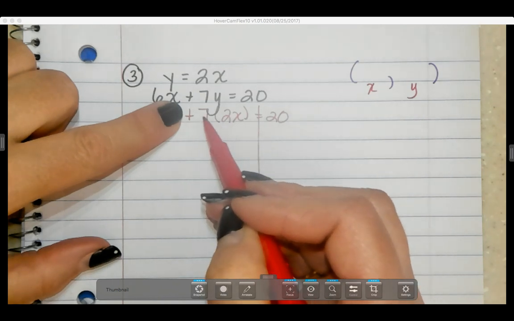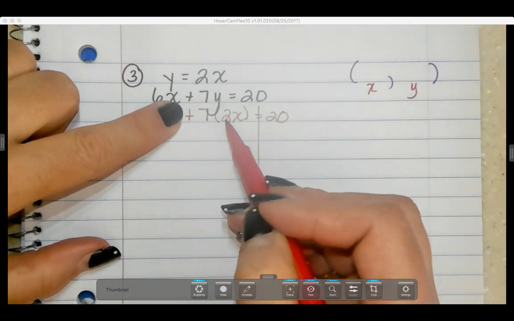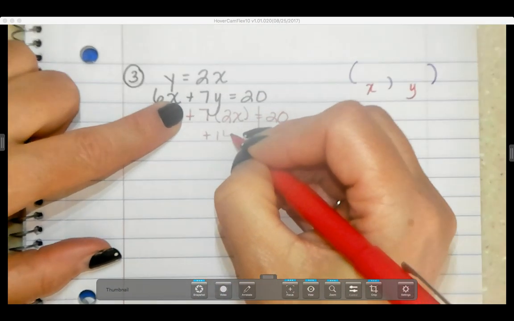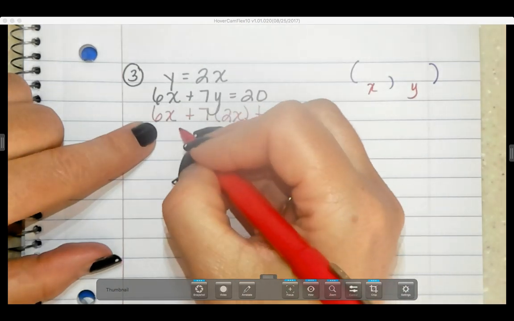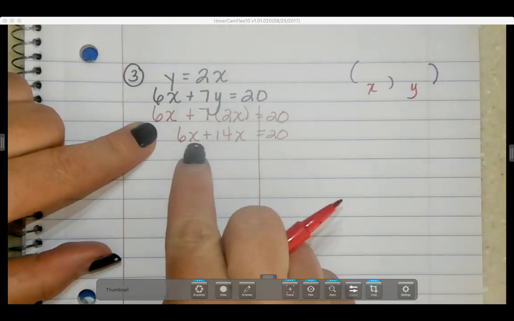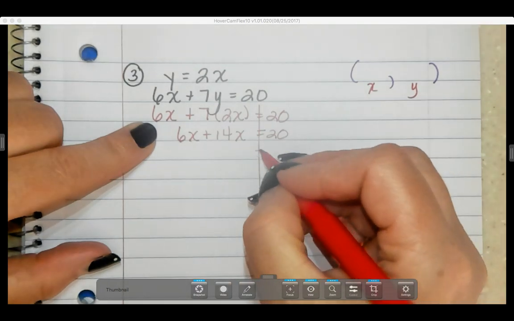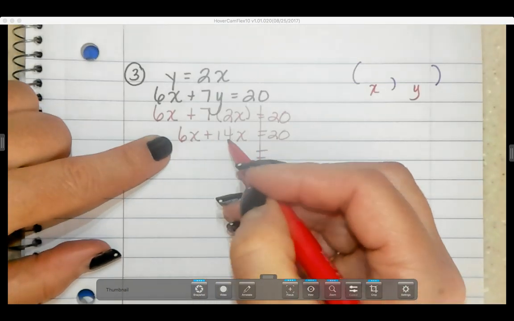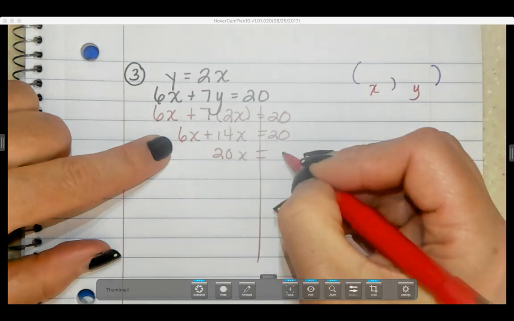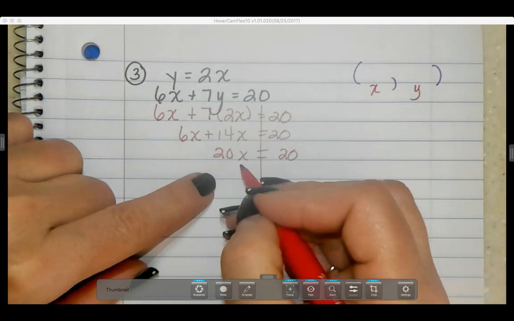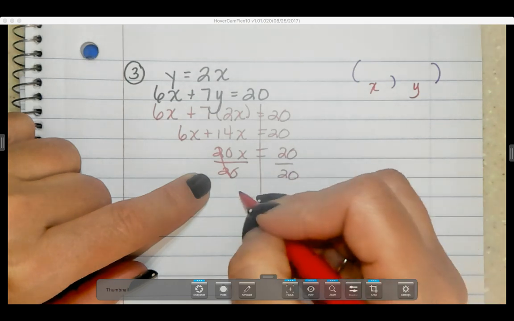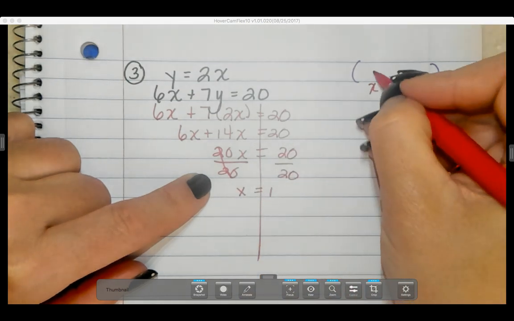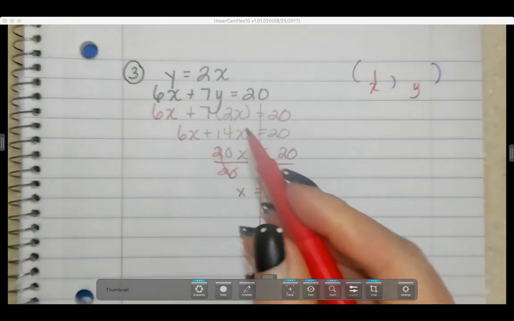This is multiplying. So 7 times 2x, that's 14x. Bring down this 6x right there. You've got like terms on the same side of the equation. 6x plus 14x, that's 20x. Divide by that 20 to cancel it. X is 1. So that's the value of x.